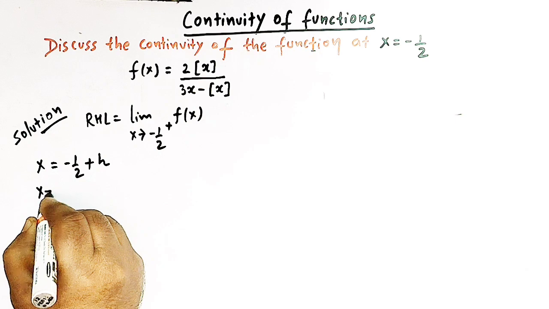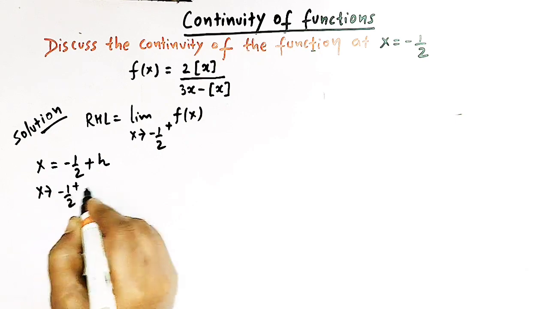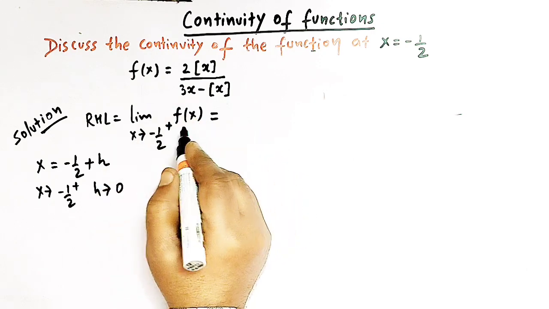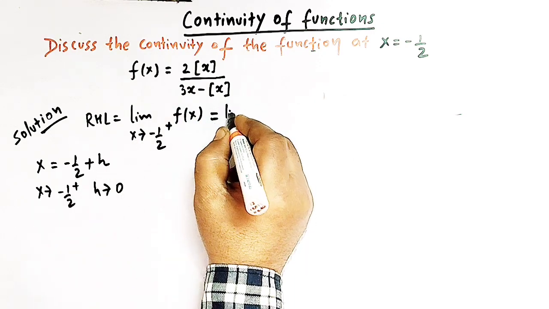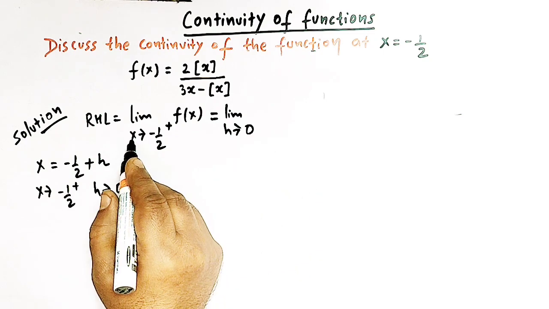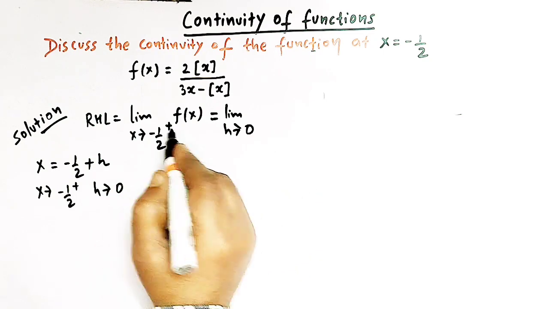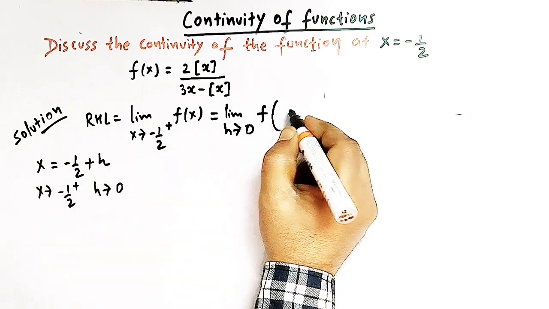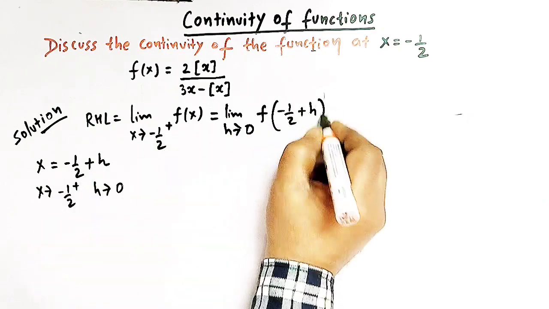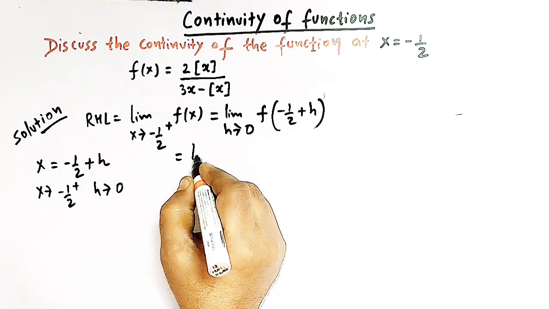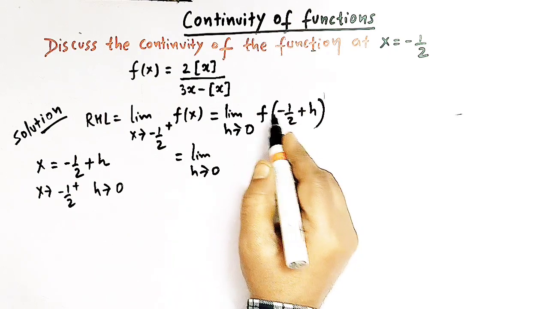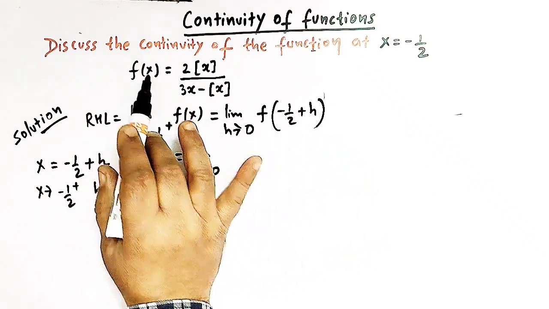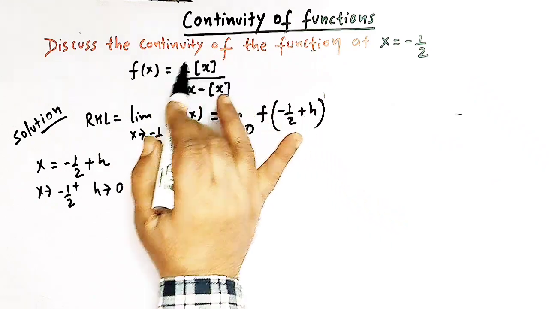So when x tends to minus half, then h tends to 0. So we can now express this limit in terms of h. So we have limit h tends to 0, for x tends to minus half plus, and here we have f of x, and x can be replaced by minus half plus h, right? Okay, so now let us write the value of f of minus half plus h by replacing x by minus half plus h in this function.